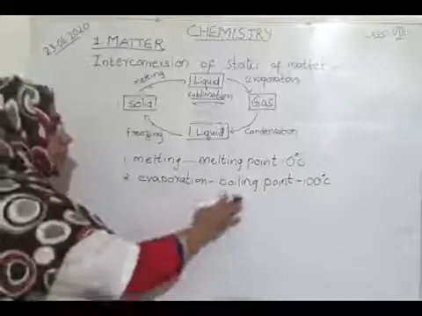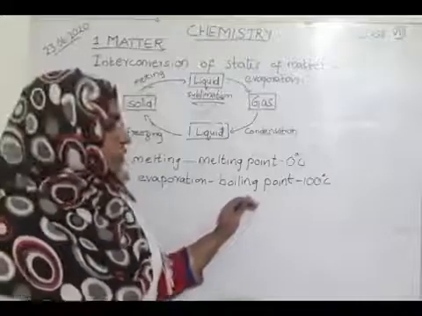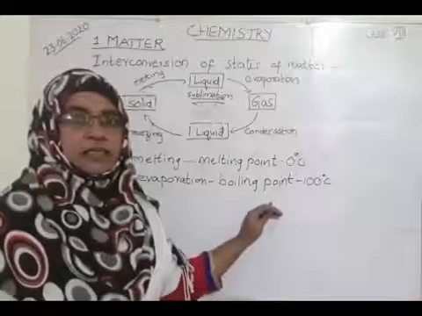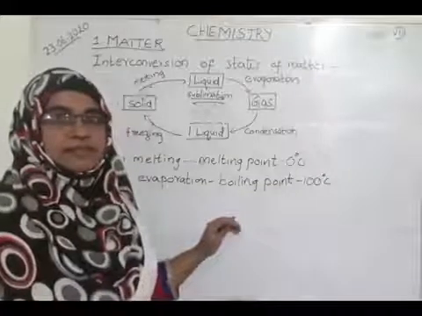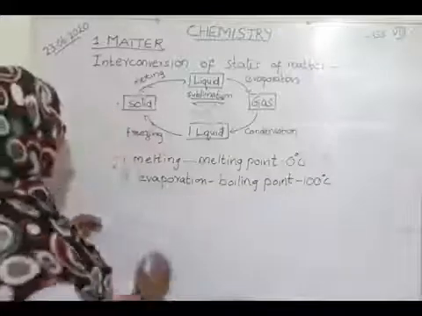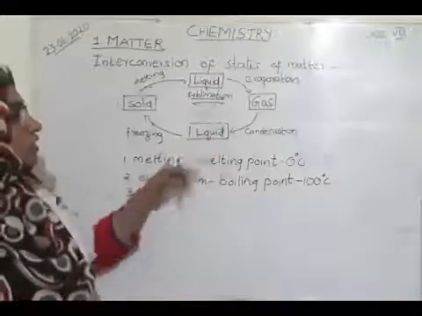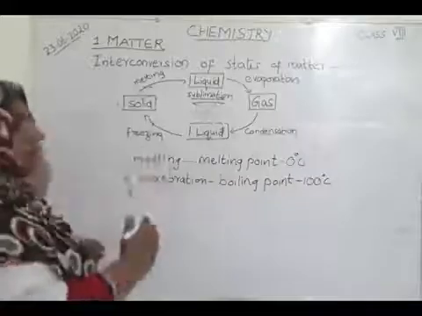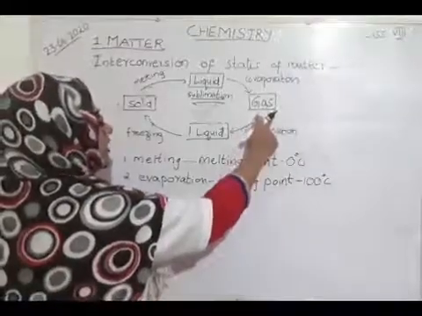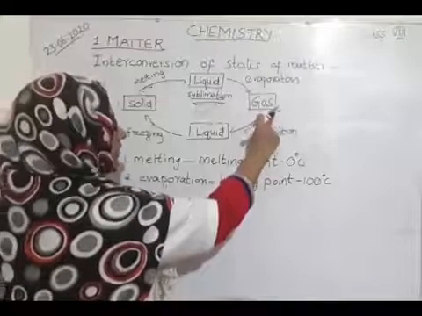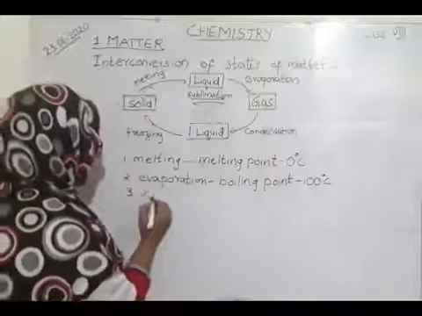And at this boiling point, what about the pressure? The pressure of this liquid will be equal to the atmospheric pressure. Now the next term. The next process is the reverse process. Now we have to see the process of conversion of a substance in gaseous state to liquid state. This is known as condensation.